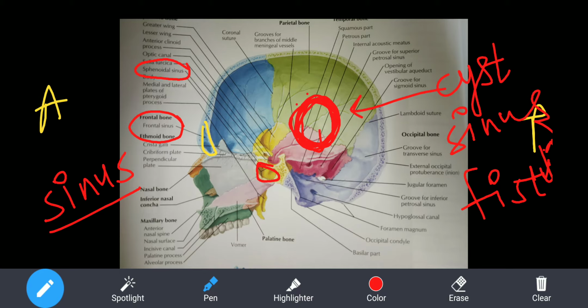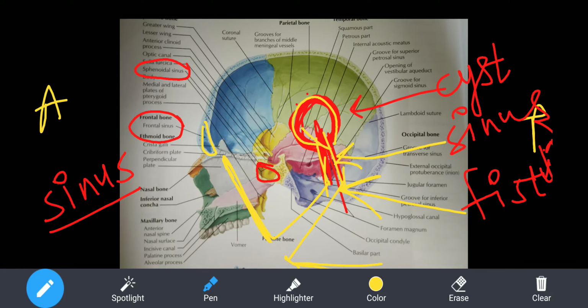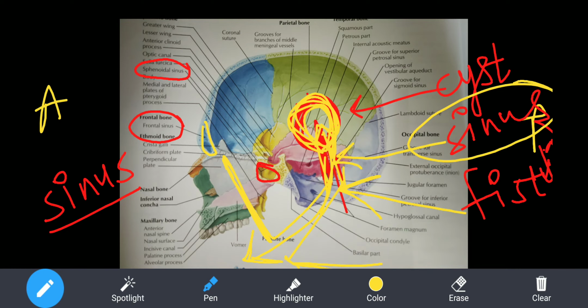When that cyst has just one opening, only one opening for entry and exit, it is called a sinus. And when this sinus connects this cavity with the exterior of the body, outside the skin, this is the skin I have drawn, it becomes a fistula, an opening between the internal organ and the external environment. Now from the name you can understand that a sinus is a cavity with just one opening.